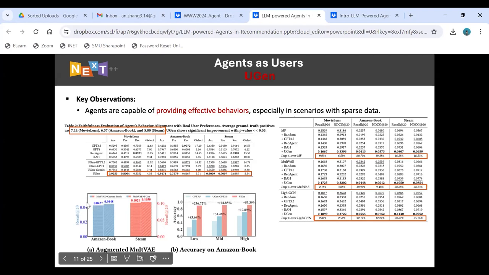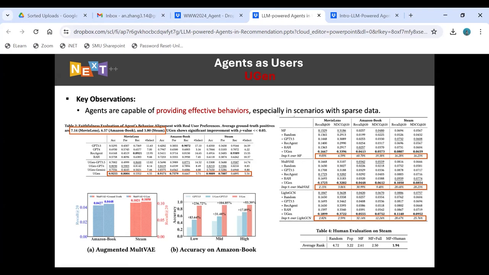Also, very interesting, we find out that recommenders augmented with Eugene's simulated interactions can even surpass those augmented with Grong Chu's augmentations here. It can surpass that. And we also conduct a user study. We engage 20 real life volunteers and let them utilize their actual Steam gameplay histories to construct 20 agent profiles and use these agents to generate simulation data, and then use this simulation data to retrain the recommender.